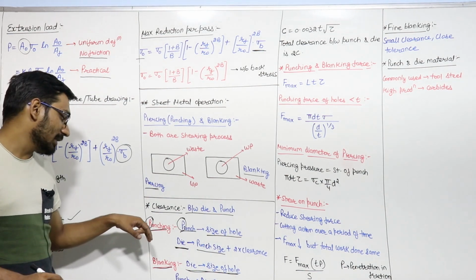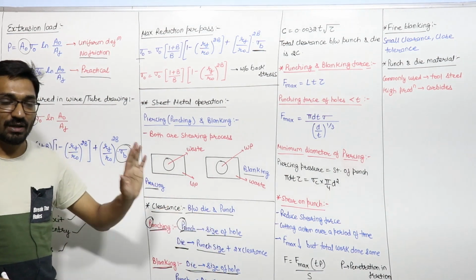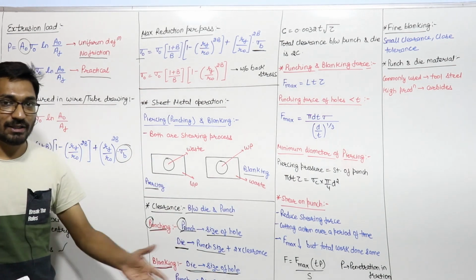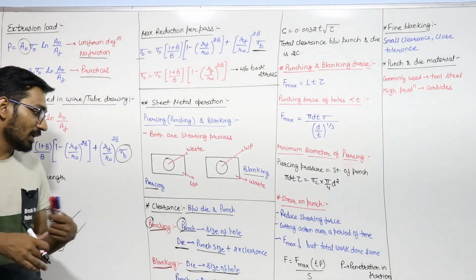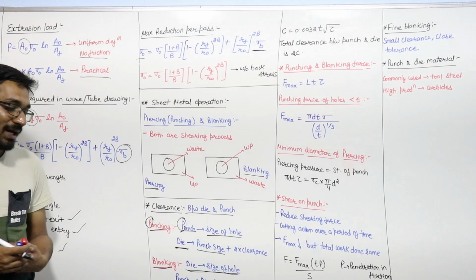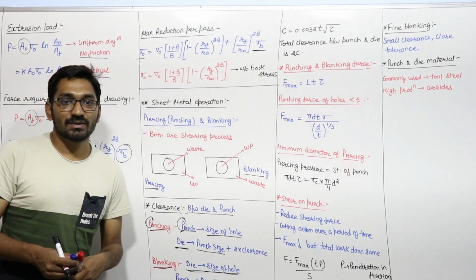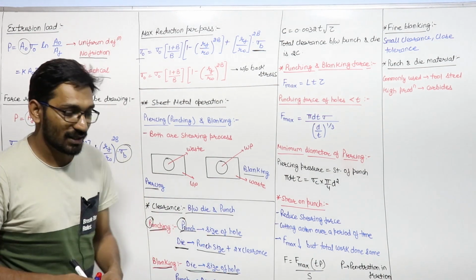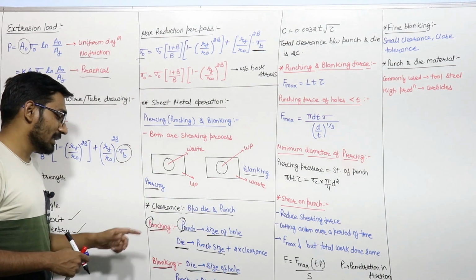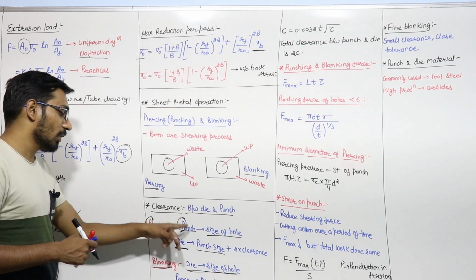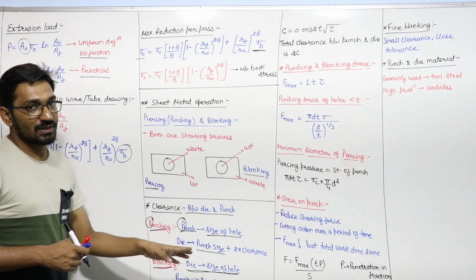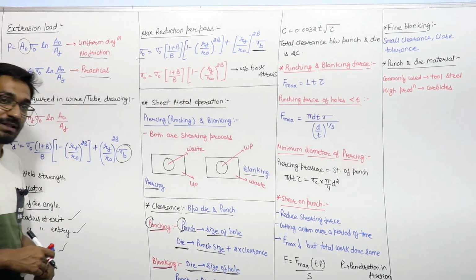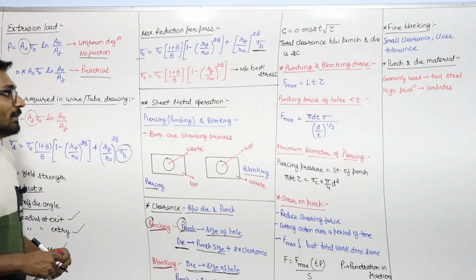So just remember that in punching, the punch is the size of the hole. Where you have confusion about in which process the punch size is the size of the hole, or the die size is the size of the hole, remember this P and P: in punching, the punch is the size of the hole. That means in blanking, the die is the size of the hole.